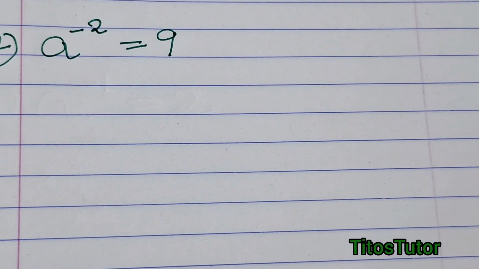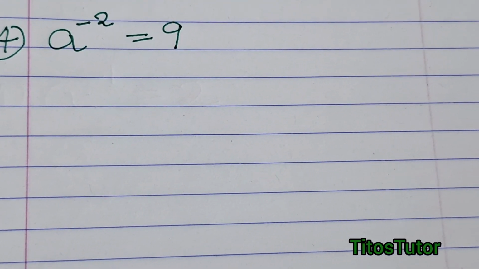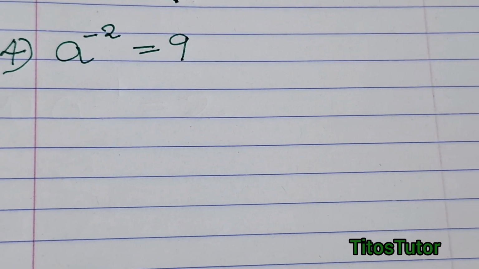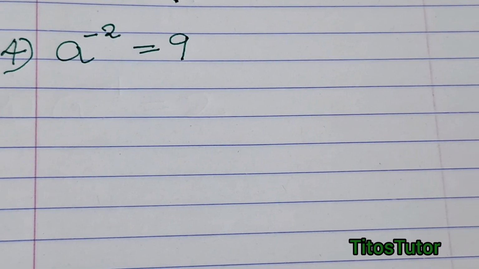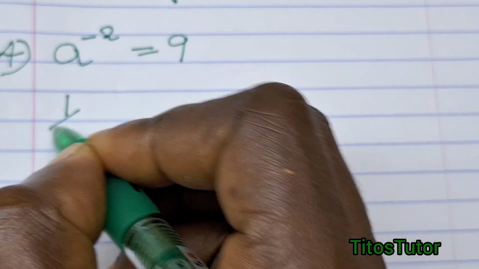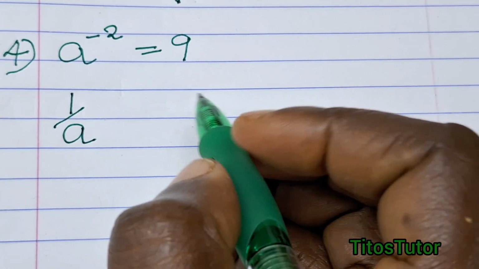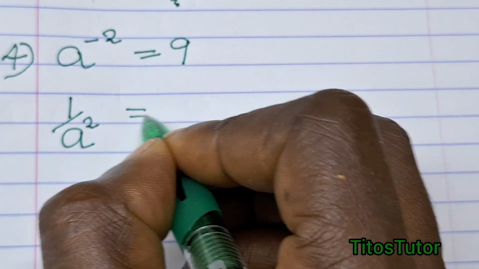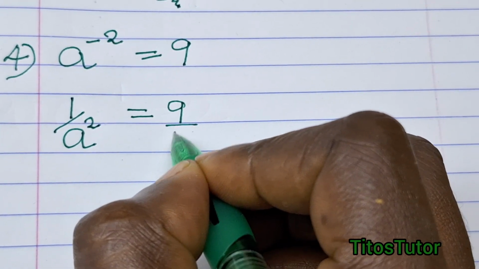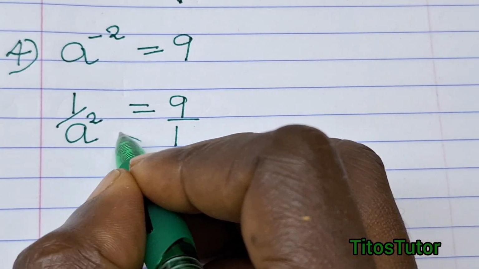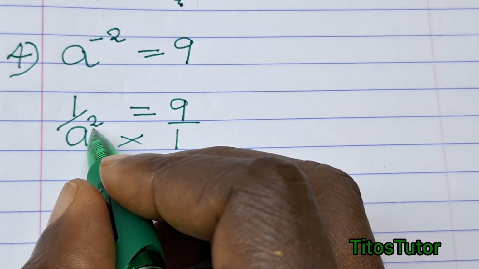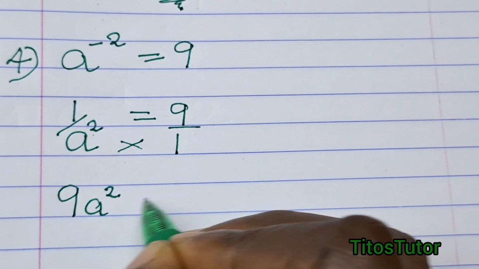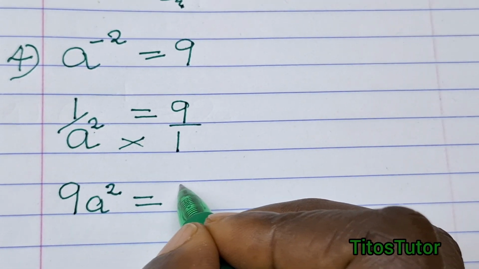Here's our fourth question for this video, and it is a raised to the power of negative 2 is equal to 9. Again, negative indices. So you find the reciprocal of a, which is 1 over a. Your negative disappears. Raised to the power of 2 is equal to 9 over 1. Two fractions equate each other. You cross multiply. a squared times 9 is 9a squared. 1 times 1 is 1.